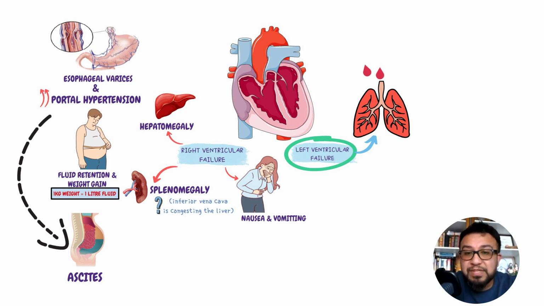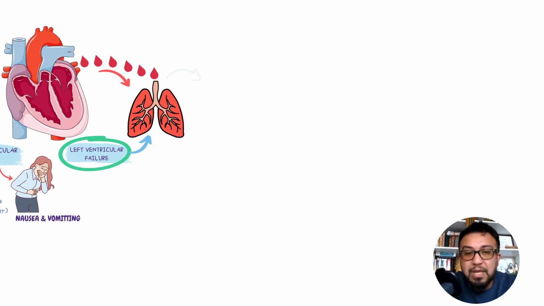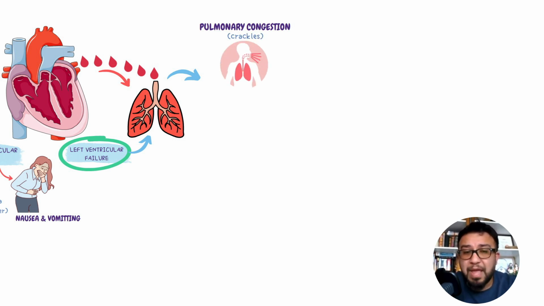The left ventricle receives blood from the lungs, like mentioned previously. So when left ventricular failure occurs, it begins to back up towards the lungs. This causes pulmonary congestion. Pulmonary congestion, such as crackles upon auscultation, is manifested. The patient will also be coughing up blood, or having hemoptysis.